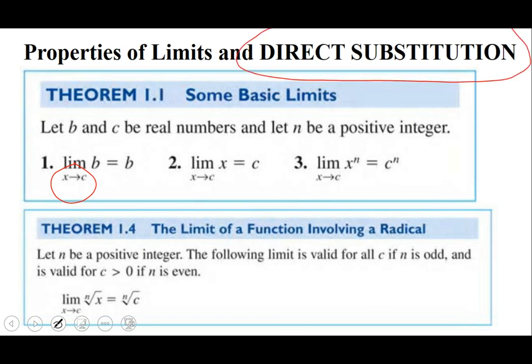If every single problem was able to just plug in the c value and give you an answer, that would be great. Spoiler alert, that's not going to be the case. But direct substitution is always going to be your first line of defense in the limit war. You're always going to try that first.